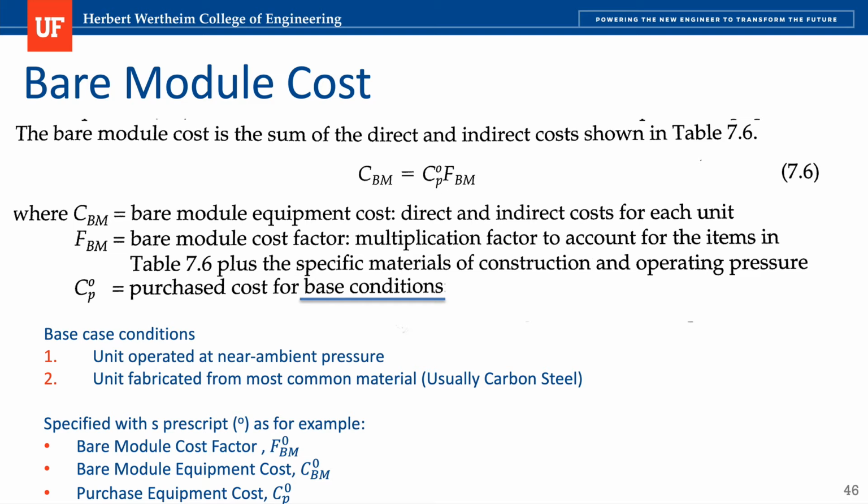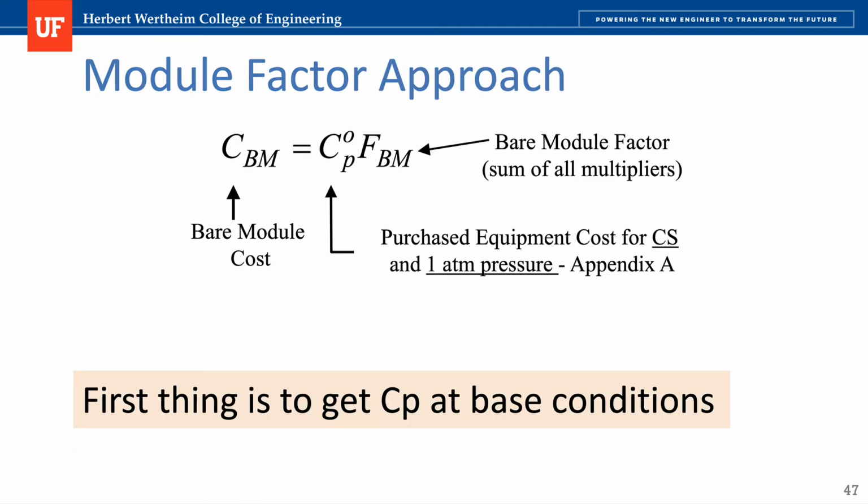The naught is specifying that the calculations and the numbers I'm using are under base conditions. However, even if the process is at base conditions, you will have a bare module factor, because the bare module factor, remember, includes direct and indirect cost. So you're always going to have a multiplier. The thing is that if you operate outside base conditions, that multiplier will be higher because you have penalties associated with changes in pressure and materials of construction. This is the module factor approach.